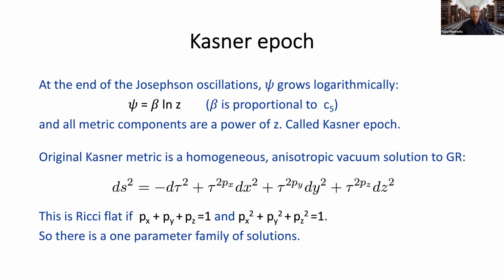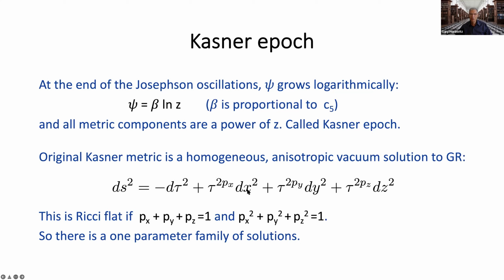Okay, finally, we come to the Kasner epoch. At the end of the Josephson oscillations, psi grows logarithmically in z. So we can write it as some constant beta times log z. And you find that all the other metric components are a simple power of z. And solutions of this kind, well, this is what we call the Kasner epoch, because there is a famous solution of Einstein's equation, the Kasner metric, which is a homogeneous anisotropic vacuum solution of general relativity, usually written in the form here. So tau is a proper time, and all the metric components are just powers of tau.